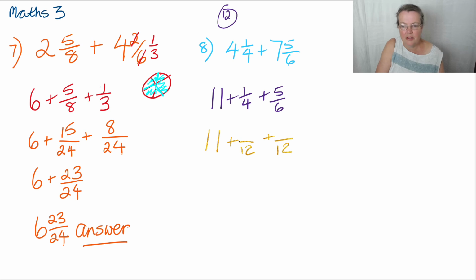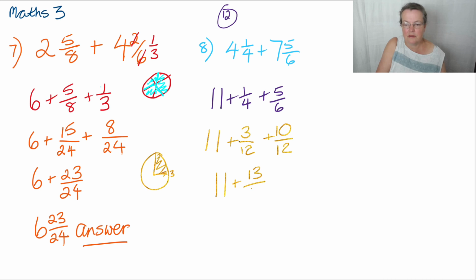Multiply the bottom by 3, multiply the top by 3. And we know that 1/4 of a clock goes up to 3 o'clock. So 3/12 is 1/4. Just keep an eye on these common sense things. It stops silly mistakes coming. Multiply the bottom by 2, multiply the top by 2. So that's 2 times 5 is indeed 10. Add them up, 13. So it's 11 plus 13/12.